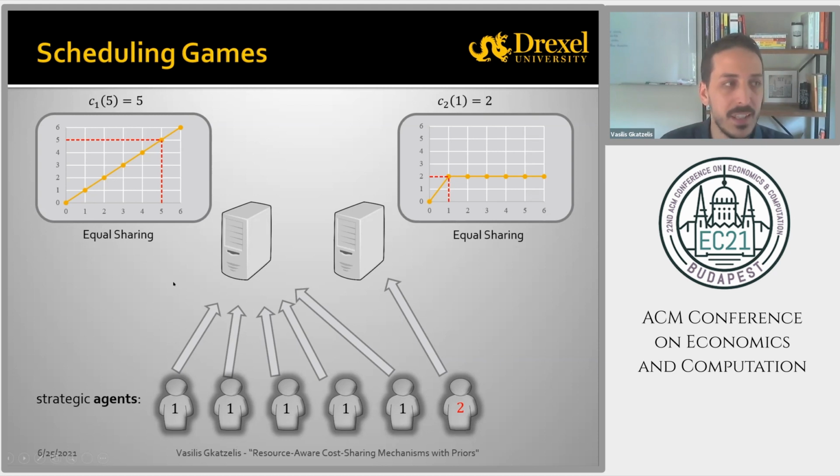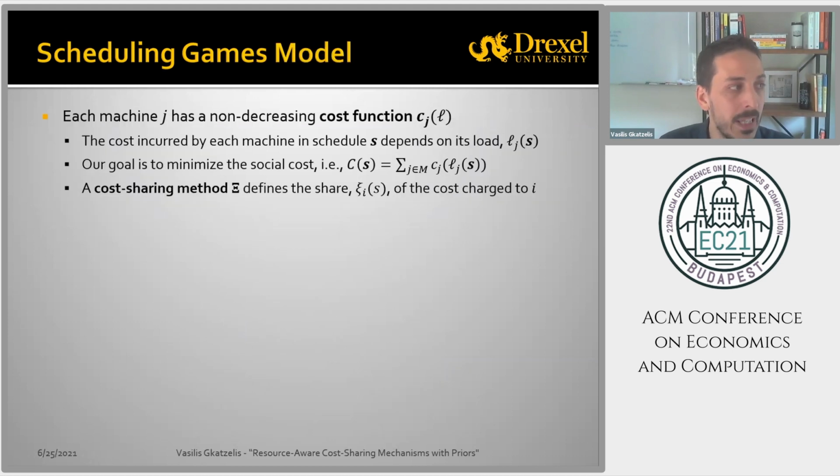So the question that we ask here is, how can we change this sharing? How can we make it more informed to actually do better than that, to avoid these issues? Formally, each machine j has a non-decreasing cost function c_j(l), where l is the load, the number of jobs assigned to that machine. Once everybody has chosen a machine, S is the schedule, and we get l_j(S) as the load on that machine. Our goal is to minimize the social cost, in other words, the sum of the costs of all the players, given the choice that they made.